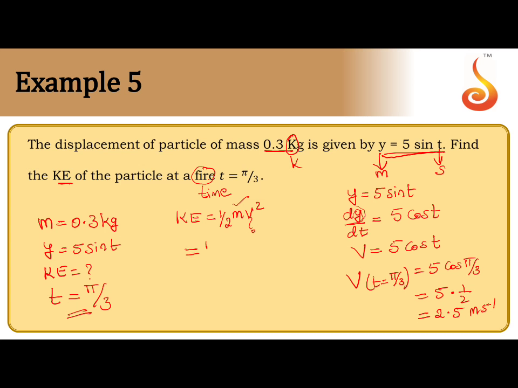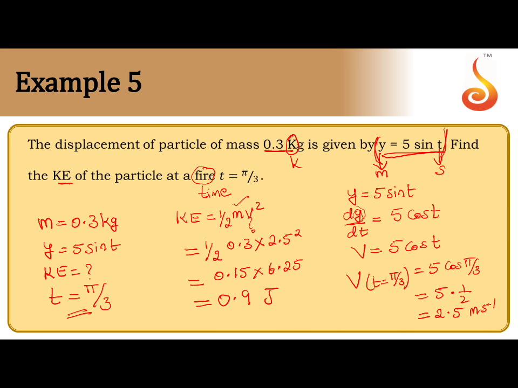Substitute here, kinetic energy will be half into 0.3 into 2.5 square. This will be 0.15 into 6.25. Approximately, this value turns out to be 0.9 joules. So whenever the displacement is given and you need to find the kinetic energy, we will need the value of velocity.